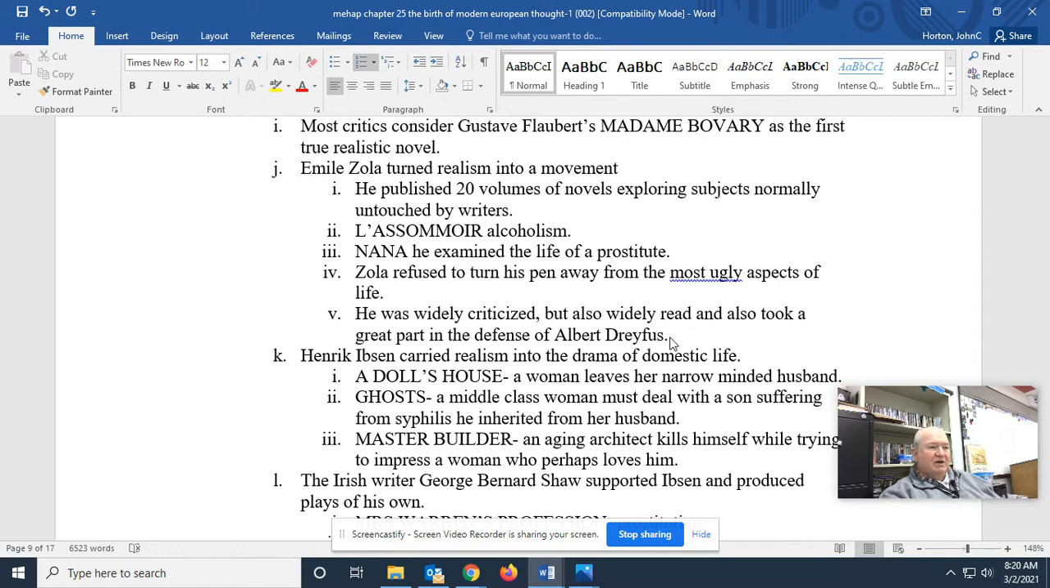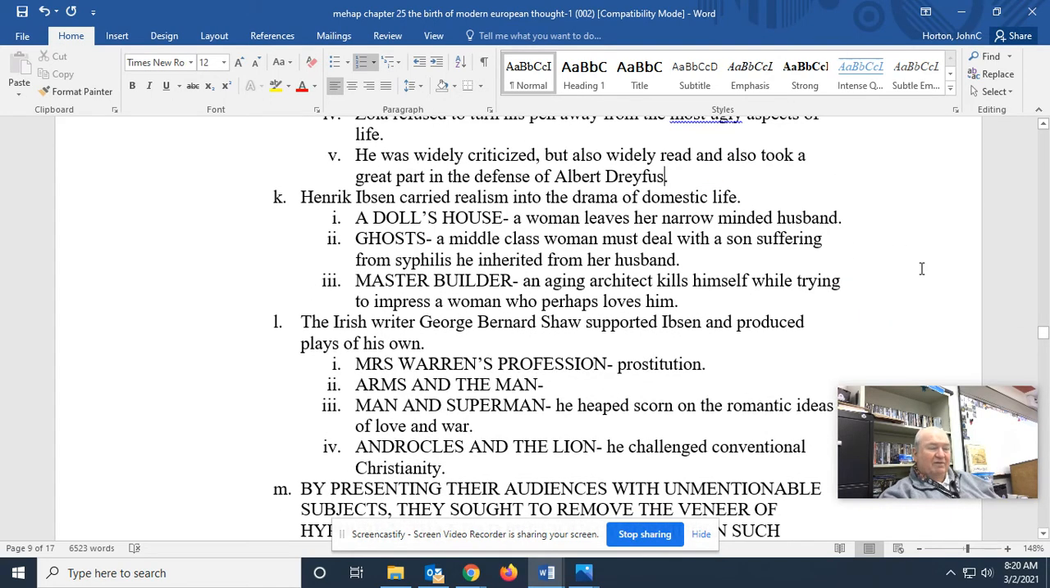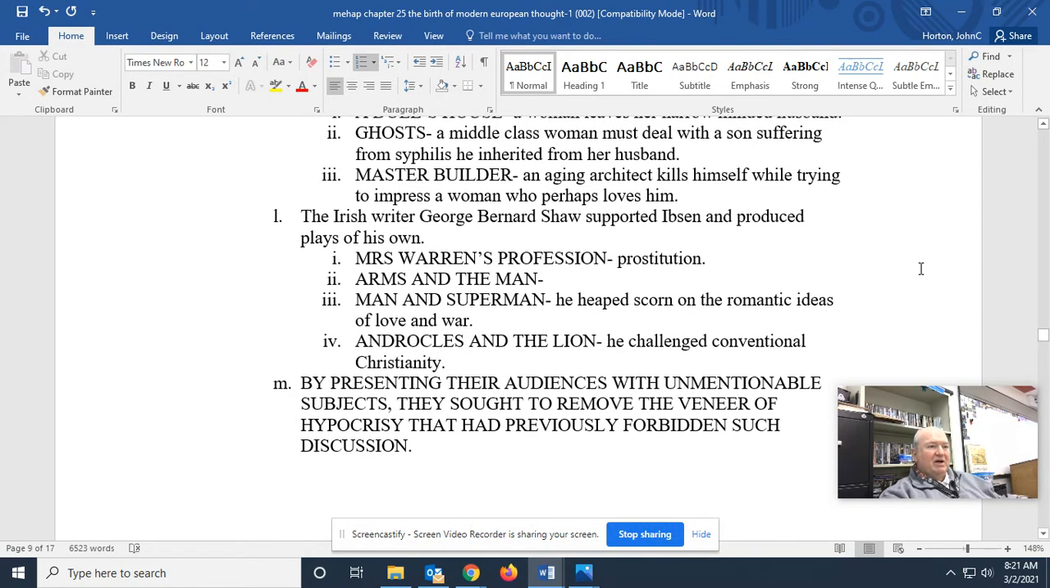So, Henrik Ibsen carried realism into the drama of domestic life. In his play A Doll's House, for example, a woman leaves her narrow-minded husband, which, once again, in the 19th century, that's just something that wasn't done. In Ghosts, a middle-class woman wants to deal with her son suffering from syphilis that he, the son, inherited from her husband. I mean, these are things that wouldn't have been written about half a century ago. In The Master Builder, an aging architect kills himself while trying to impress a woman who might love him.